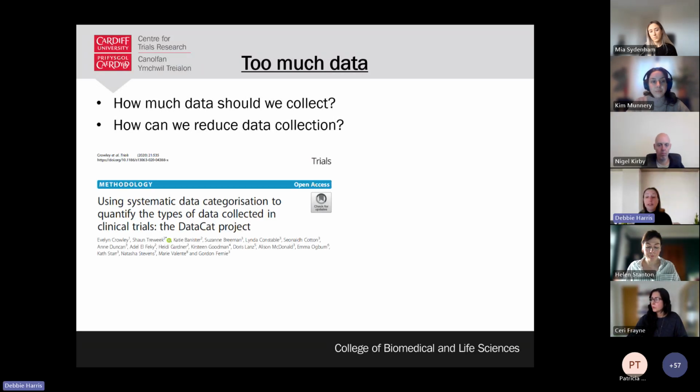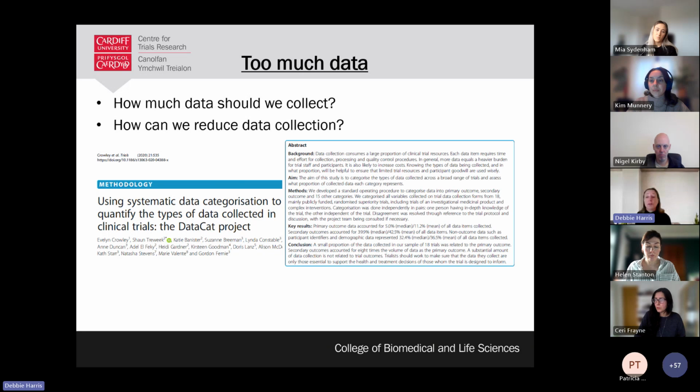In 2020, this paper was published, and the aim of this was to categorize the types of data collected and to look at what proportion of collected data each category represents. The results of this study show that primary outcome data accounted for a much smaller proportion than secondary outcome data, but the largest amount of data collected was non-outcome data.